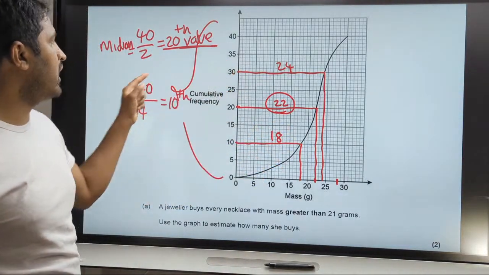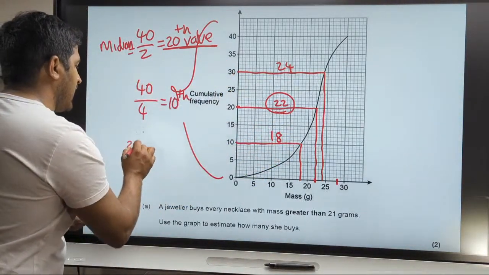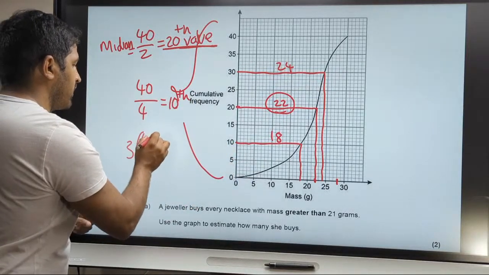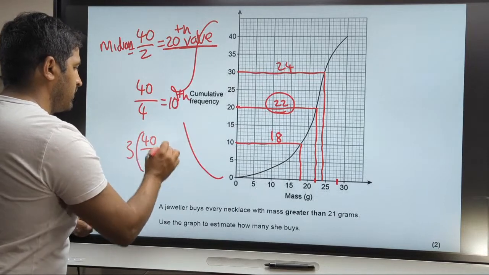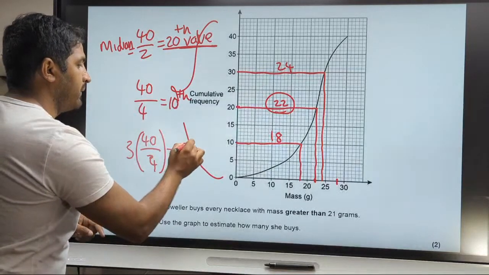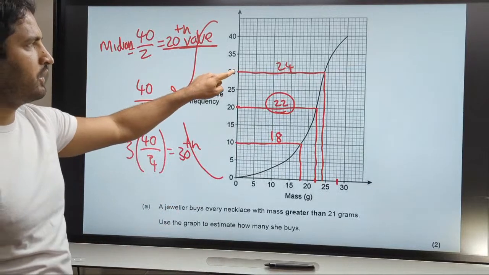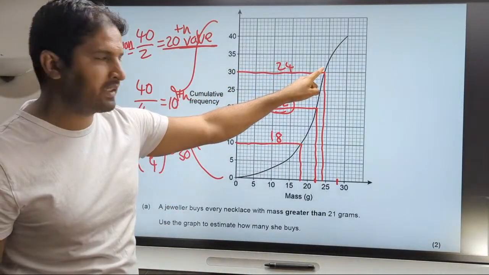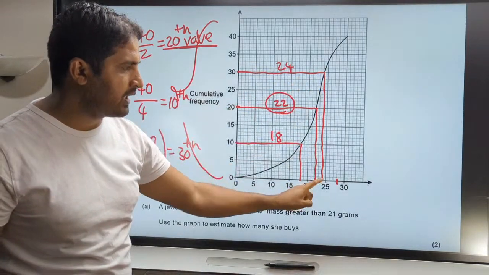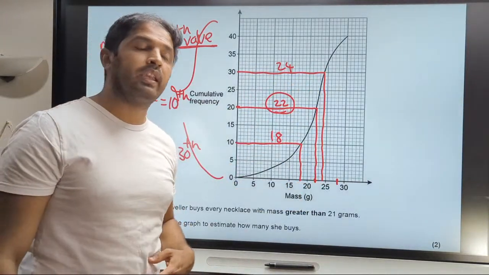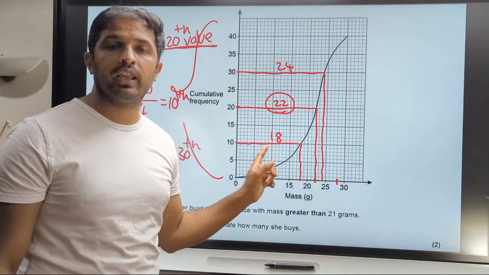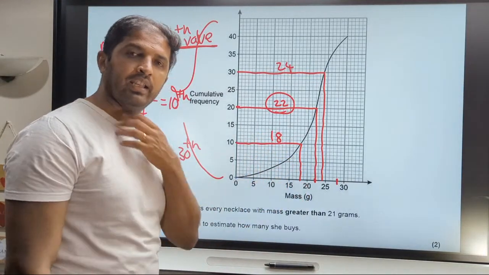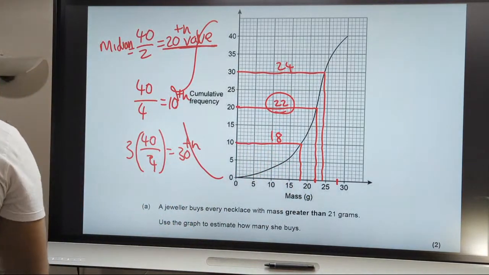The same thing for the upper quartile. You're doing 3 times the value of 40 divided by 4, so that gives you the 30th value. The 30th value here from that cumulative frequency, go up to the line, the S curve, and then read it down. That'll take you to 24. Again, if you're doing foundation, don't bother looking at these. You won't get these questions on the foundation tier. This is only for the higher tiers. Okay, I hope that answered the question.